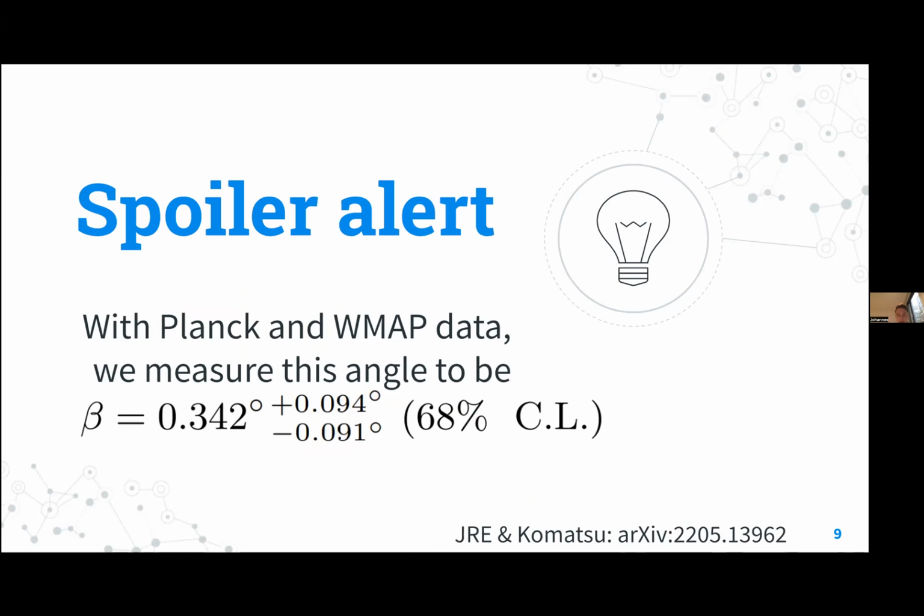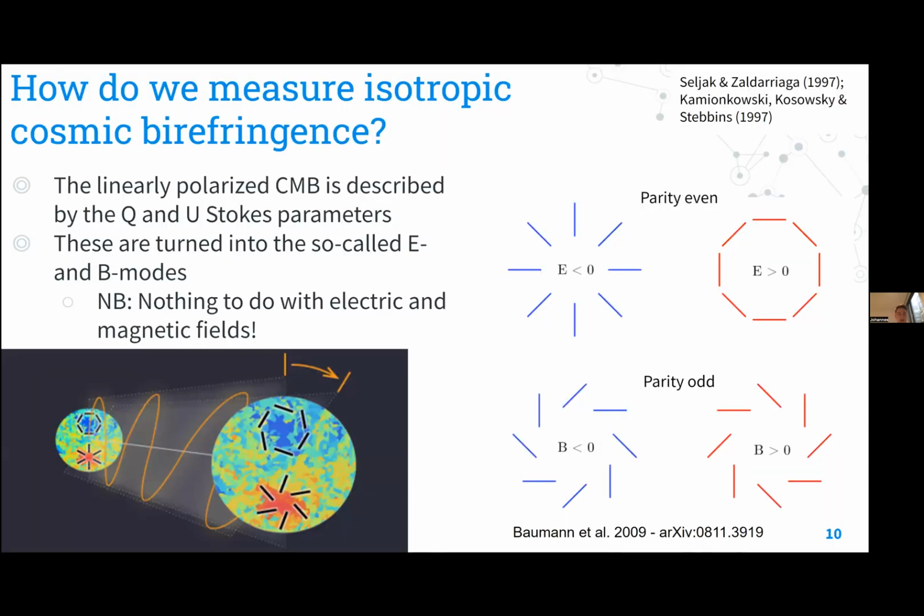Yes, and spoiler alert, we think we are measuring this, or we hope so at least. With the newest work with Ichiro Komatsu, we find this angle to be 0.34 plus or minus 0.09, and we're at the 3.6 sigma level, which is something we are very excited about. And I will now talk about how we measure this. So how do we measure isotropic cosmic birefringence?